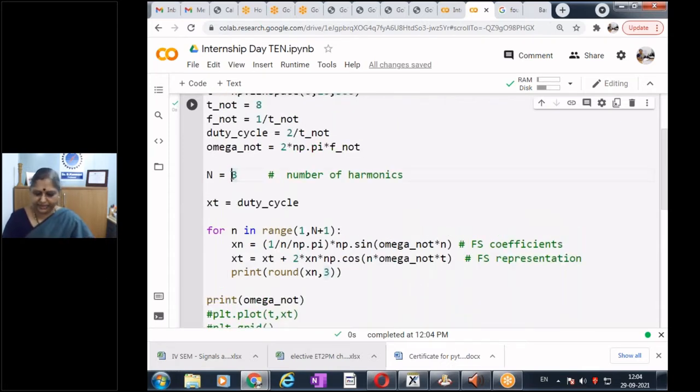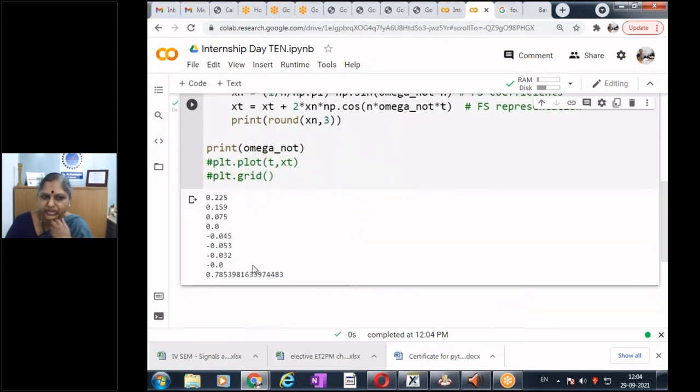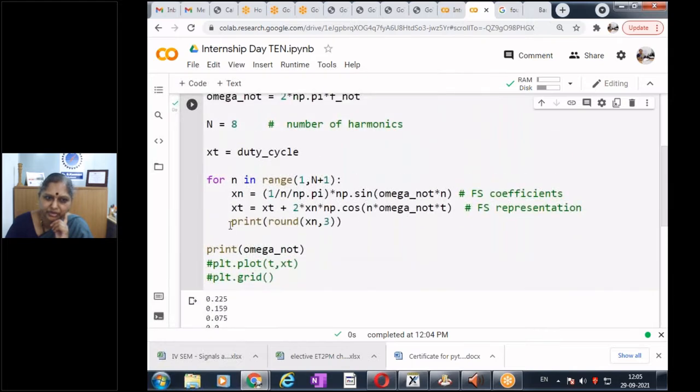Let us say I go up to 8. And what was our result? N equal to 4 was a 0. N equal to 8 also was a 0. So let's run it and let us see. This is what we have. And see, the fourth value is 0. The eighth value is 0. And what is my omega naught? Omega naught is pi by 4. What is pi by 4? 0.78.